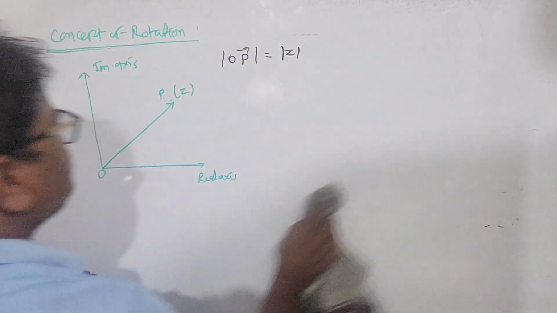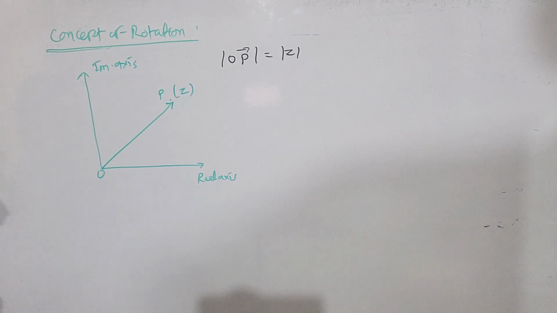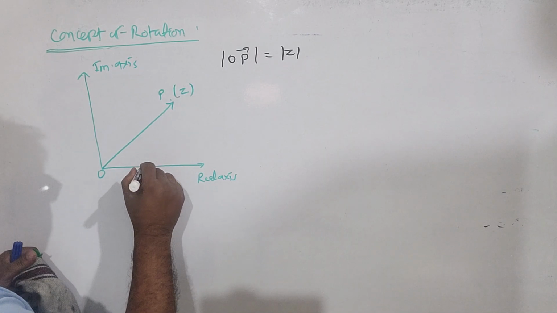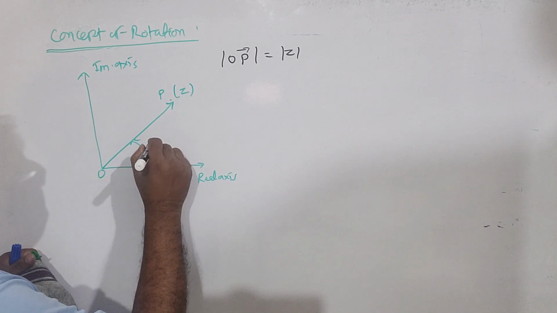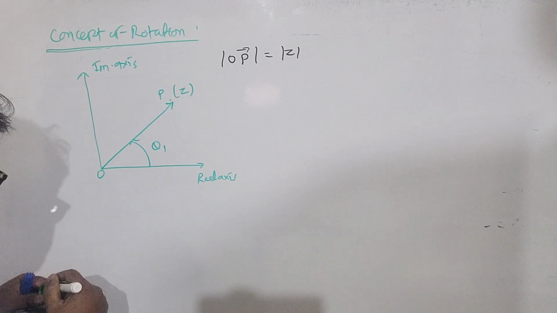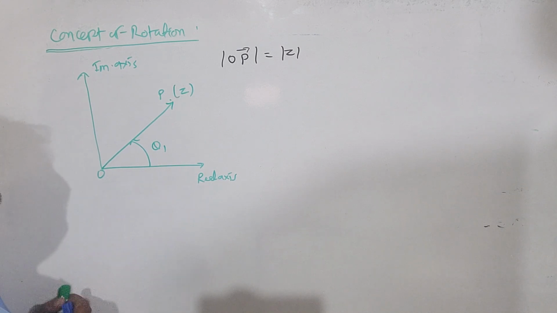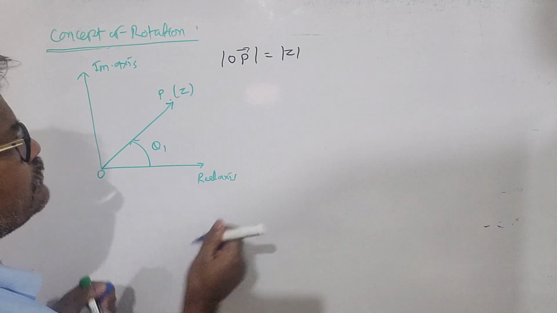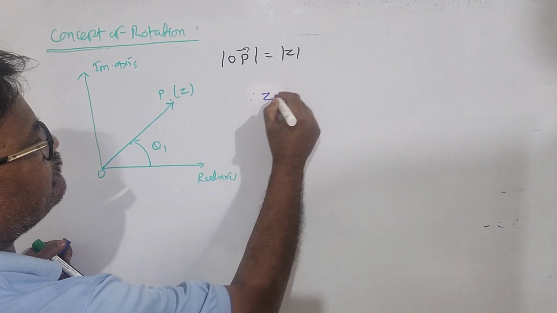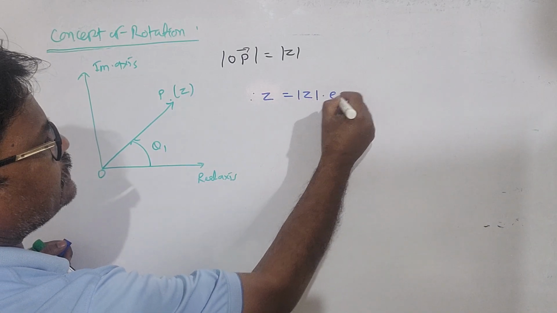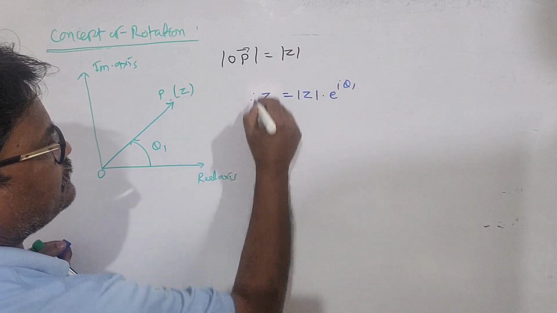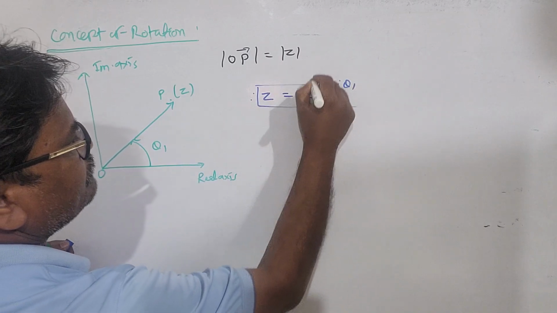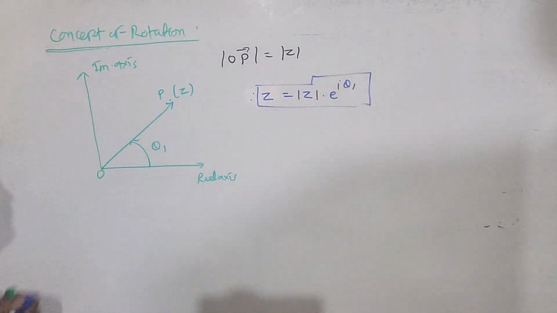So we will represent this complex number Z. Say theta 1 is its argument, and the modulus of Z is R. So I can write Z equal to modulus of Z into e to the power iota theta 1. In Euler form, I can write this complex number Z like that.